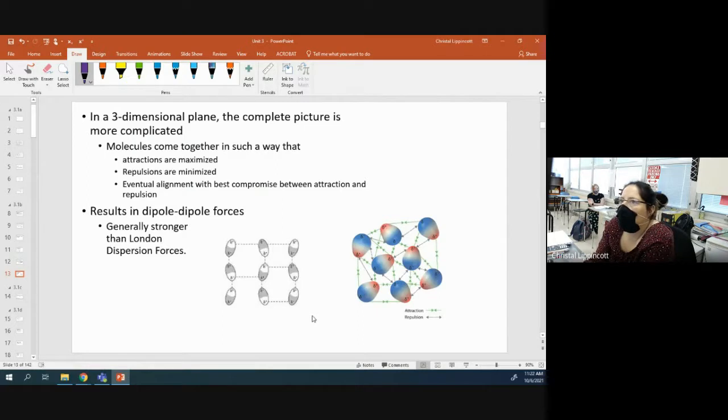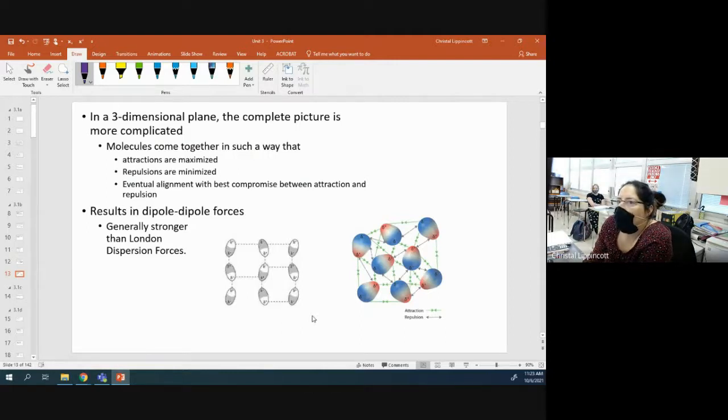So in a 3D plane, the complete picture is a little more complicated. Molecules are going to come around in such a way that attractions are maximized and repulsions are minimized. Eventually it lines up so that we end up with that attraction and repulsion working out. The molecules are almost like magnets, where this one gets close and the positive one over here comes up, around, and the negative one here, there's going to be some repulsion here, but it's going to get attracted to the positive here, and you get those attractions and repulsions going on.